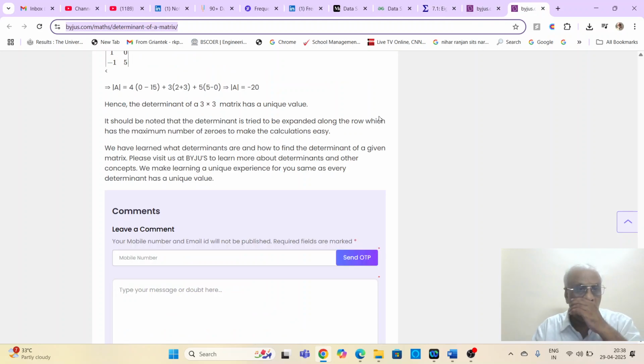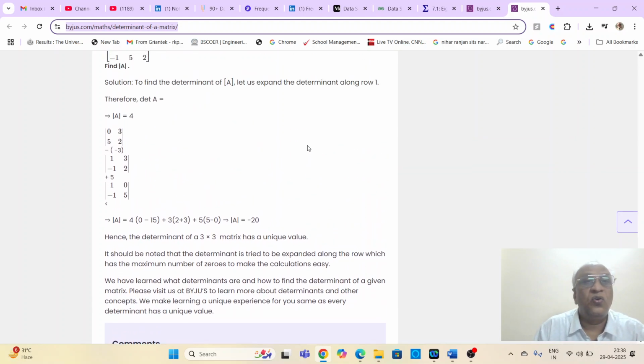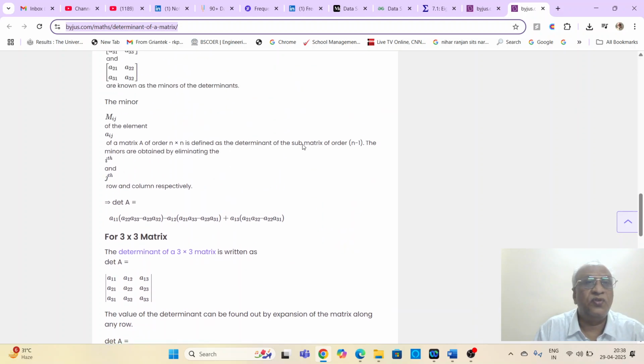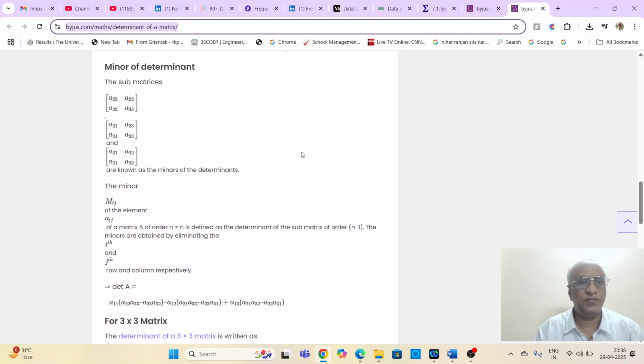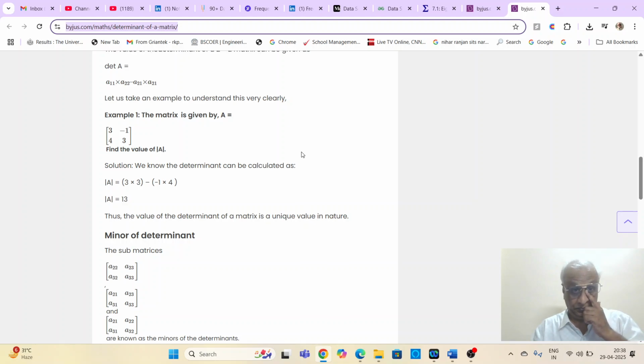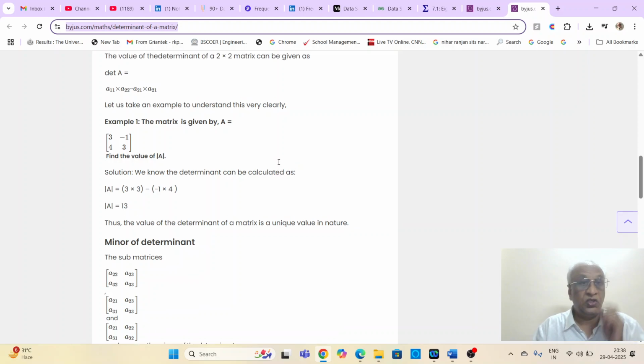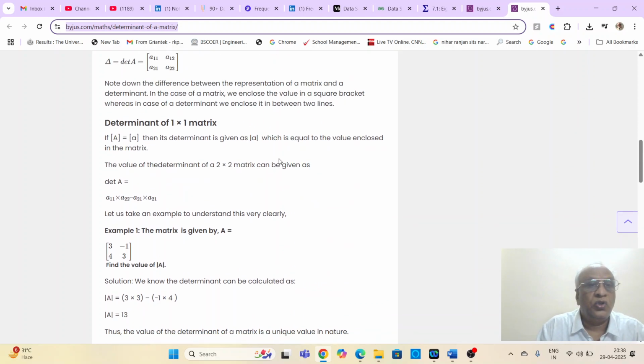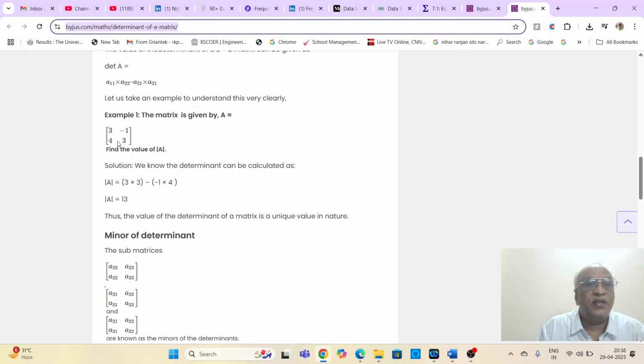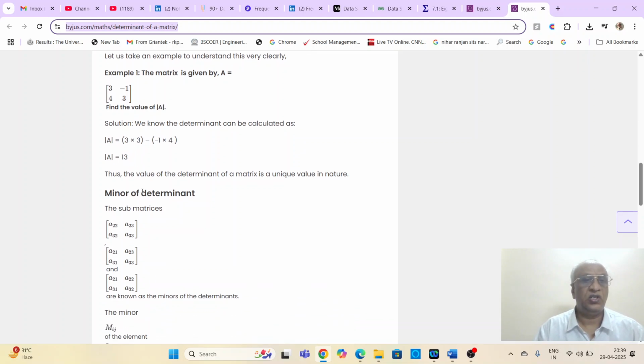Now I'll look at how to find the determinant of a matrix by looking at this example. This is my 2 by 2 matrix. The determinant of this matrix A is calculated as 3 into 3 minus 4 into minus 1, minus 1 into 4. So the determinant of A will be equal to 13. I have taken the diagonal elements.